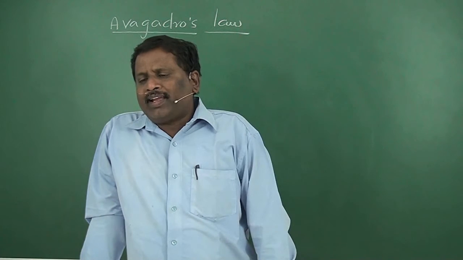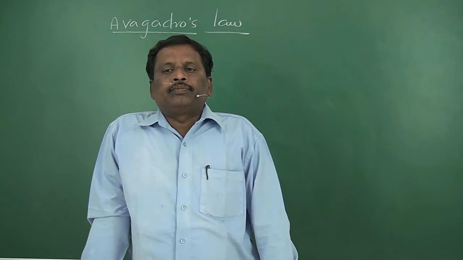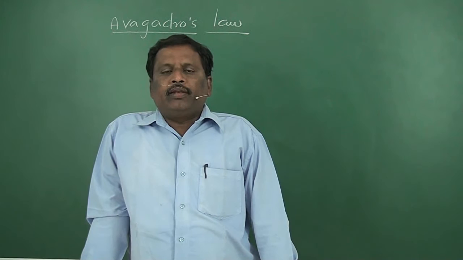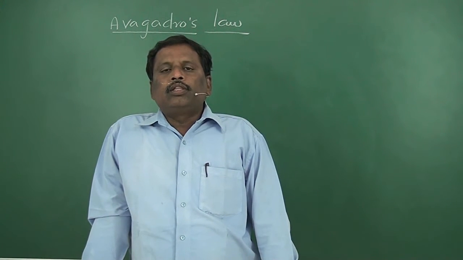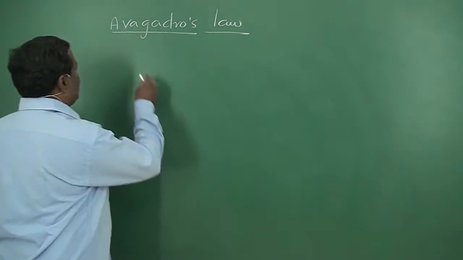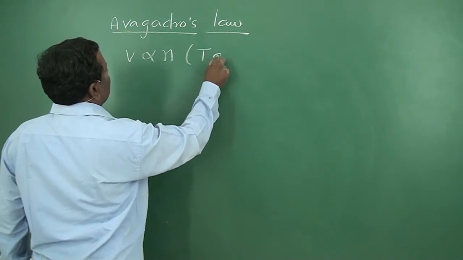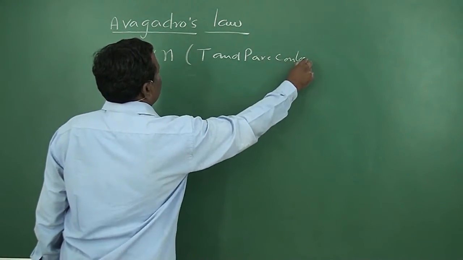So now the Avogadro's law can be stated like this. At constant temperature and pressures, the volume of a given gas is directly proportional to its mole number. At constant temperature and pressures, the volume of a gas is directly proportional to its mole number. That means V is directly proportional to small n, where capital T and P are constant.